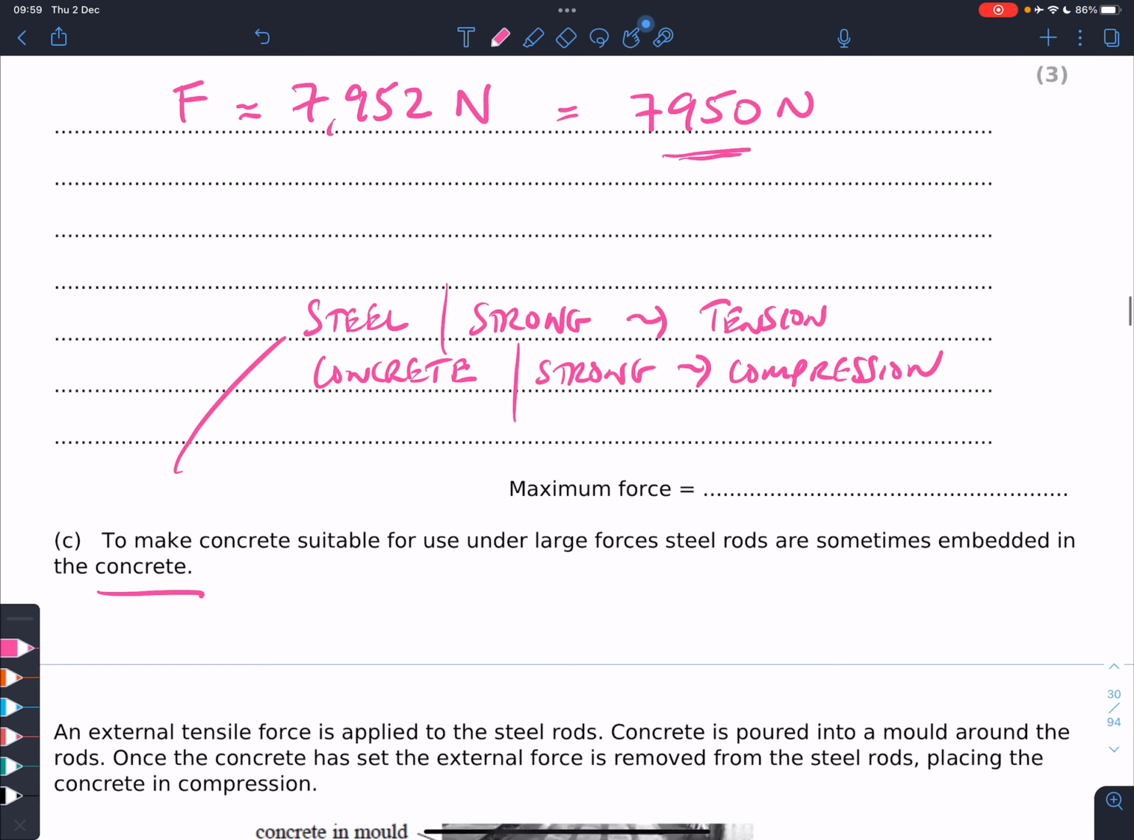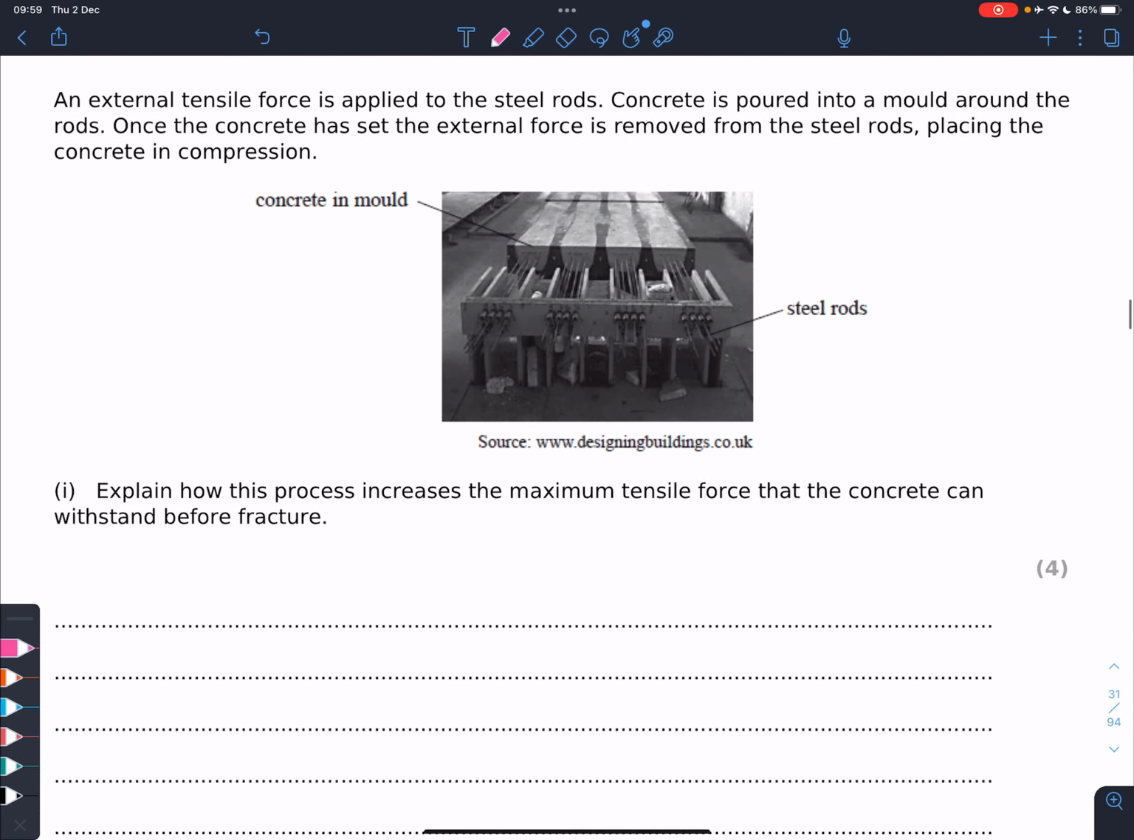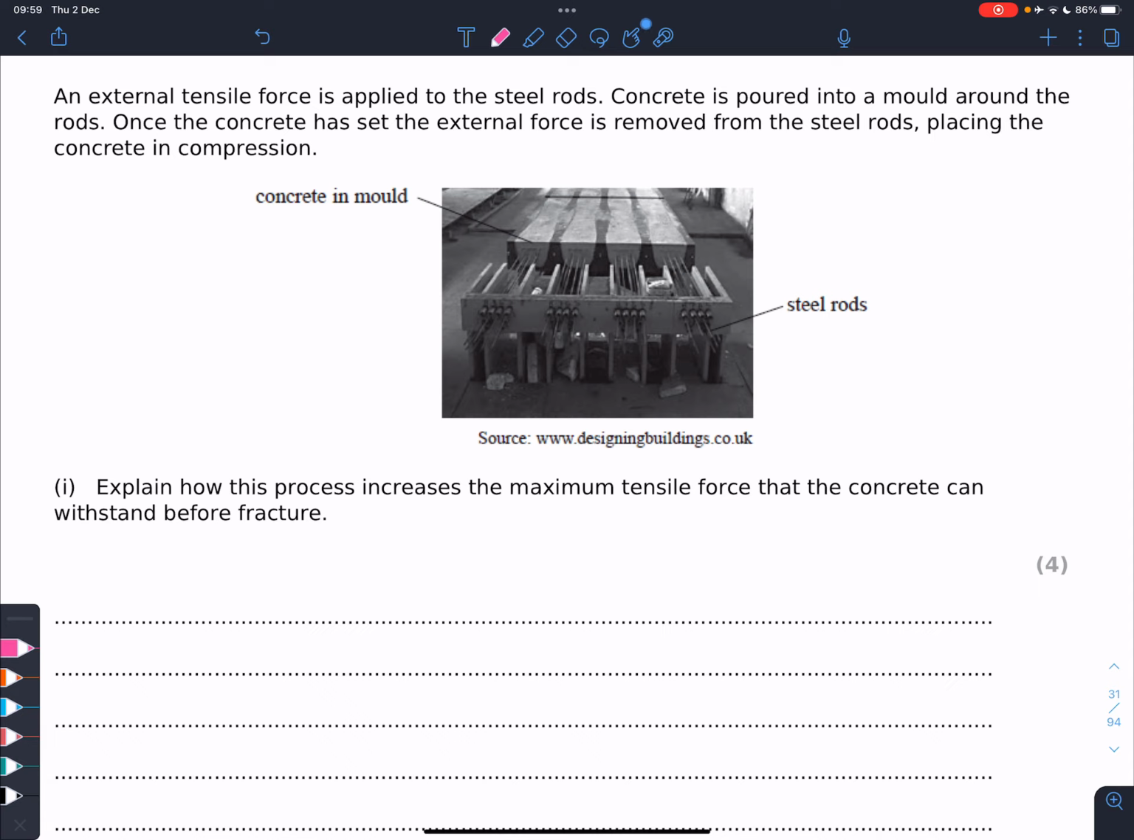So let's see what they're actually asking for. An external tensile force is applied to steel rods. Okay, so we've got some steel rods here, and then we pour concrete into a mold around the rods. Once the concrete has set, the external force is removed, placing the concrete in compression. Right, okay, so this is very clever. So explain how this process increases the maximum tensile force that concrete can withstand before it's fractured.